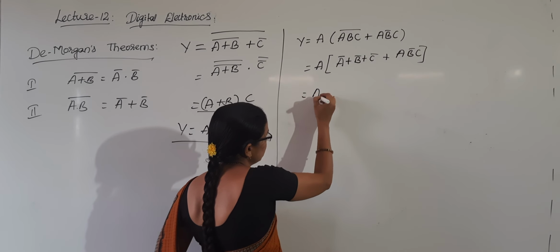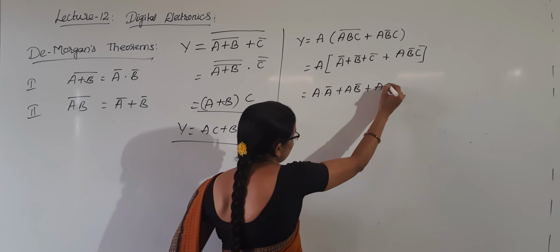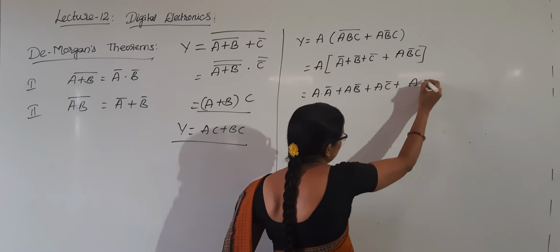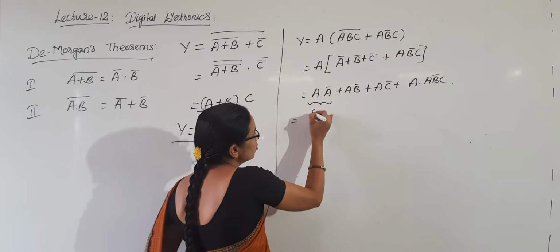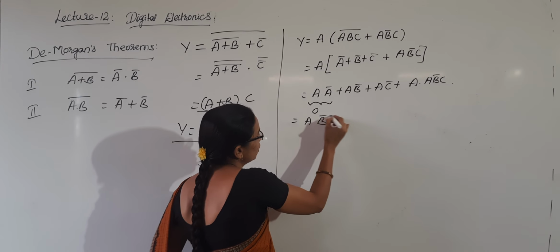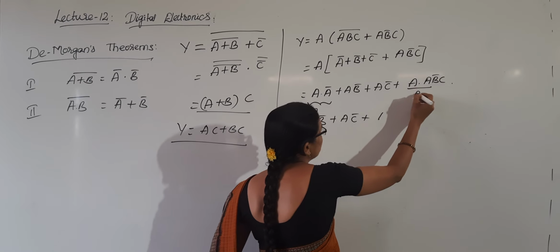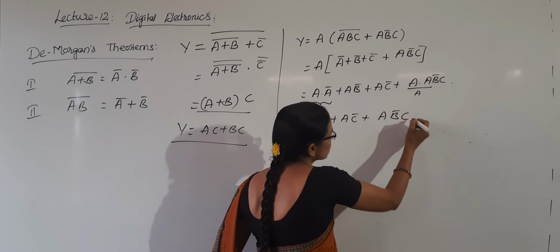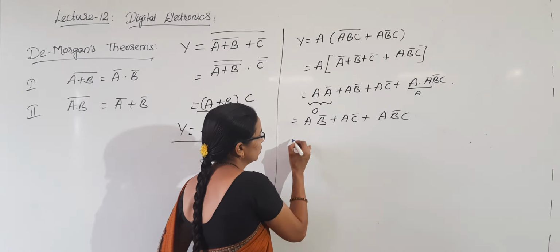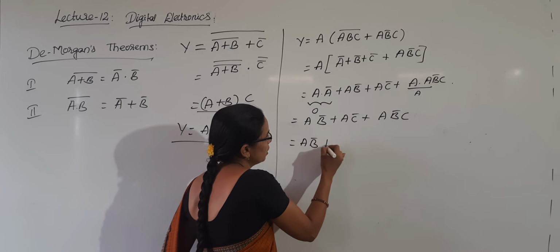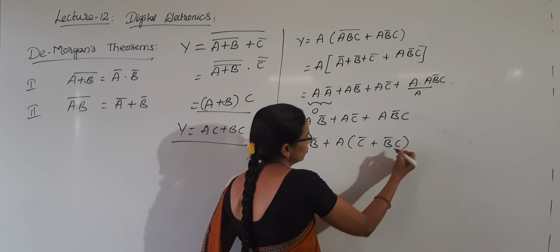I will expand this: A into A bar plus A into B bar plus A into C bar plus A into AB bar C. A into A bar will be 0. So, AB bar plus AC bar plus A into A is A, B bar C. AB bar plus, if I take A common, C bar plus B bar C.